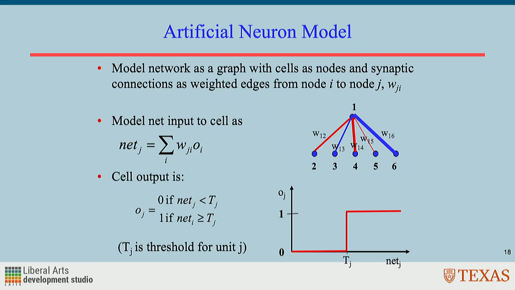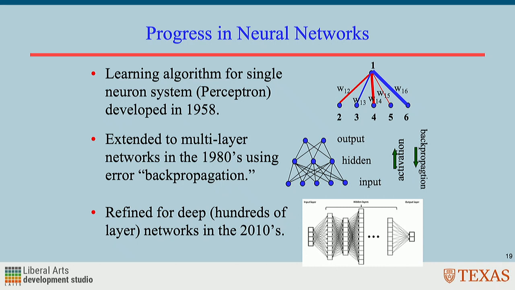So that's this very simple mathematical model of the neuron that was developed back in the 40s, I believe, originally. Now, neural net learning actually started back in the 50s. And what's happened is, in the early days, in 1958, this algorithm called perceptron was developed by this guy named Frank Rosenblatt at Cornell, as I remember. It was a way to learn the weights on one neuron.